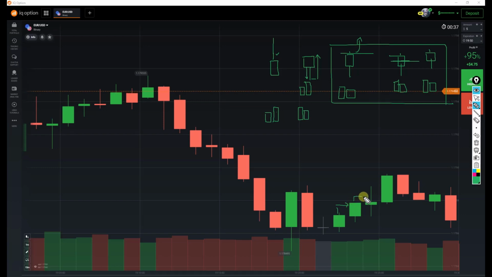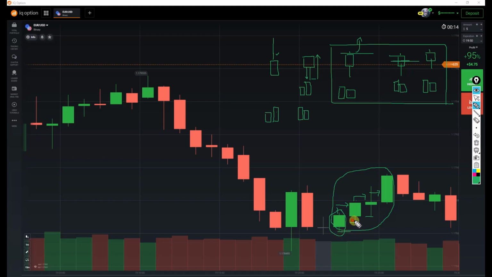This candle will be connected with another candle, and this candle will be connected with another candle. When we combine all this information, it will be different. When we combine this rejection, this rejection, this rejection, it will give us a different meaning. But a single candle rejection is different. When we combine the three candles, now what are we looking at?